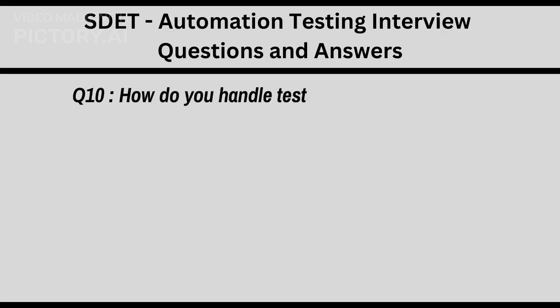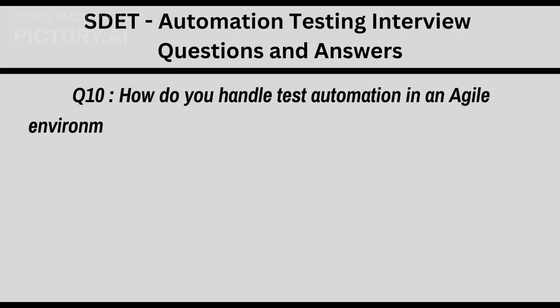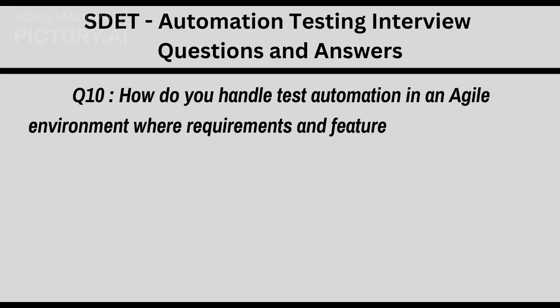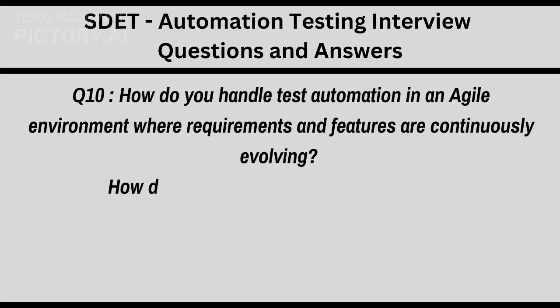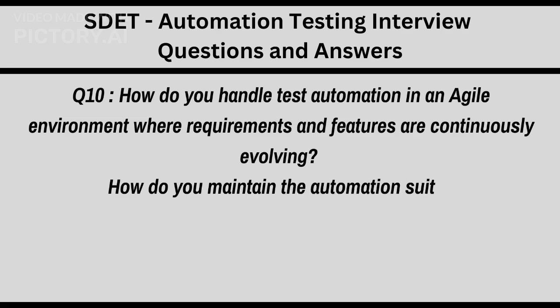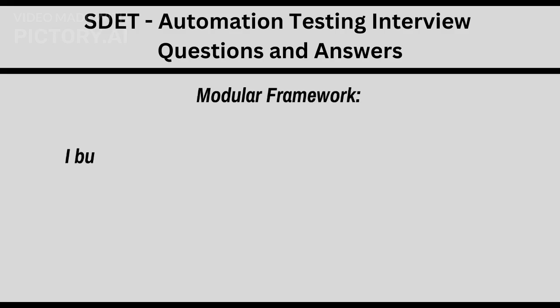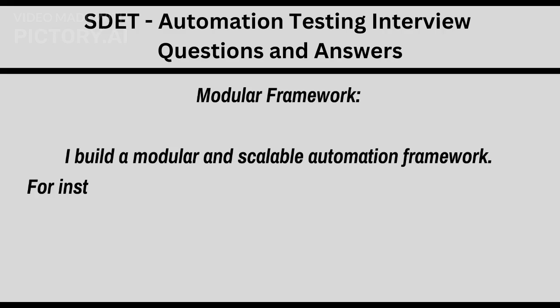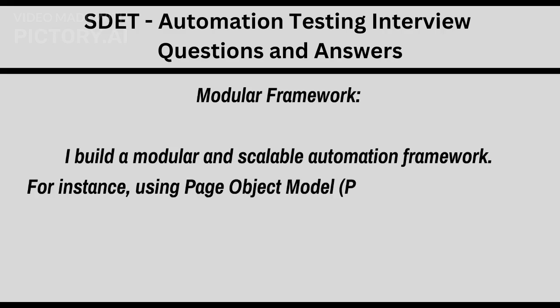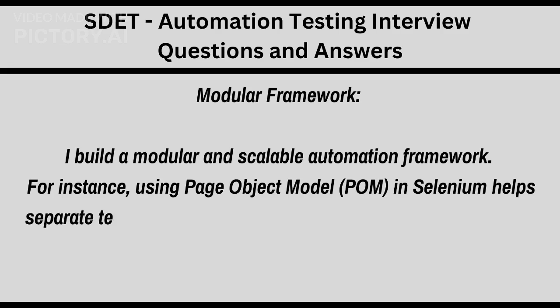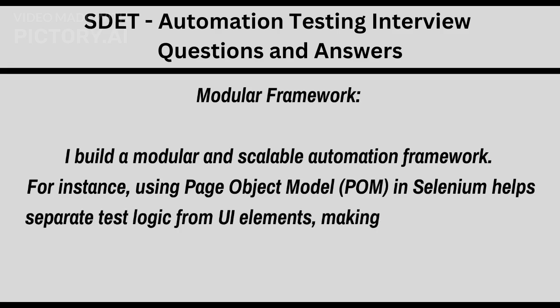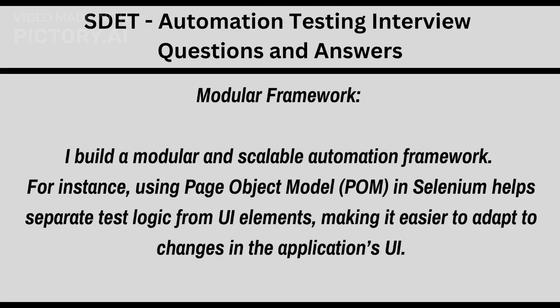Q10. How do you handle test automation in an agile environment where requirements and features are continuously evolving? How do you maintain the automation suite? Modular framework. I build a modular and scalable automation framework. For instance, using Page Object Model (POM) in Selenium helps separate test logic from UI elements, making it easier to adapt to changes in the application's UI.